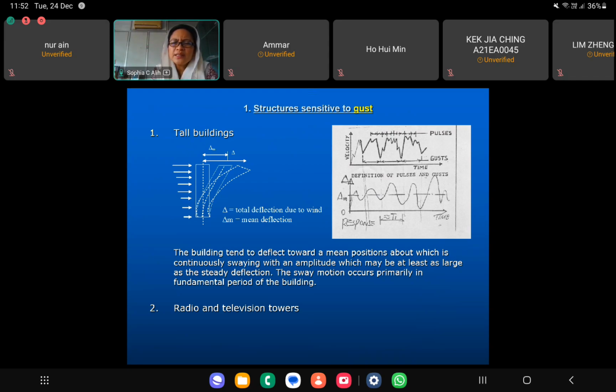Now, structures sensitive to gust, as we have already explained in the beginning part of my lecture, are of course tall buildings, because tall buildings have a higher natural period, and with a higher natural period, you may fall into the resonance effect, because wind also has a higher natural period when it comes to its record. So when you are designing this kind of structure, you have to be a bit more careful to check the dynamic effect of this tall building, because they are one of the structures which are sensitive to gust. The second one is the radio and television towers. Also, they are slender and tall structures.